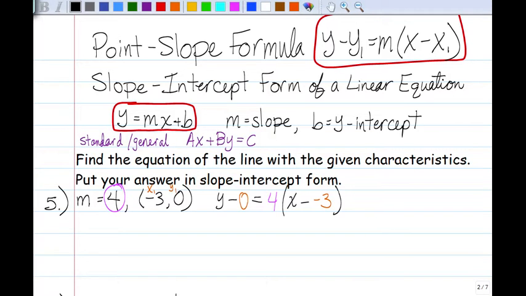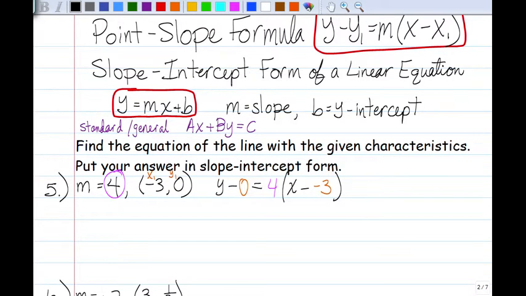Now I'm going to simplify that to get it in slope-intercept form, which is the most useful form in my opinion. So y minus 0 is y, and minus a negative is of course a plus, so I'm going to leave that as 4 times x plus 3, and then distribute the 4. So that's going to be y equals 4x plus 12. So that is your slope-intercept form.